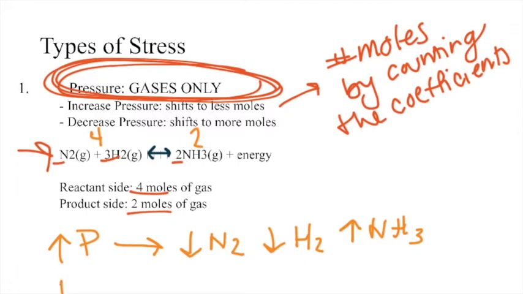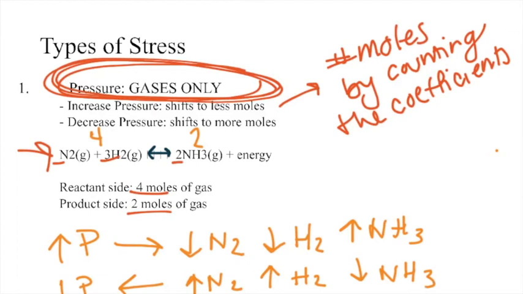But if we were to decrease the pressure, we're going to shift in the reverse direction. We're going to go towards where there's more moles. So we're now going to see I slid up and my little home screen came up. So we're now going to increase the nitrogen, increase the hydrogen, and decrease ammonia. Because what's happening now is this ammonia is now breaking down into its nitrogen and hydrogen to reach that equilibrium. Right? So pressure, gases only, increase, shift to less moles, decrease, shift to more moles.